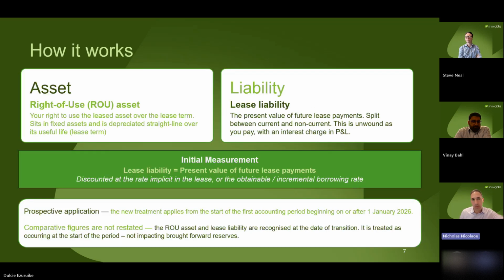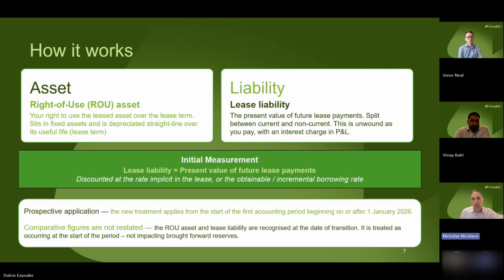As I've already alluded to, you recognise an asset for the right of use asset and an equal liability for the lease liability. Essentially, you have to calculate that based on the present value of future payments. And I'll talk you through some simple examples just to give you a flavour of what it might look like.